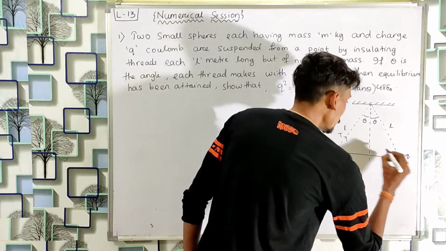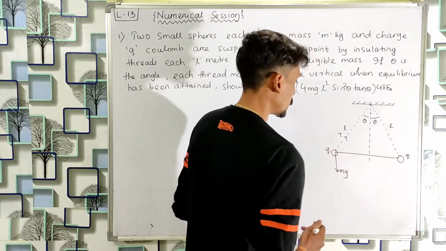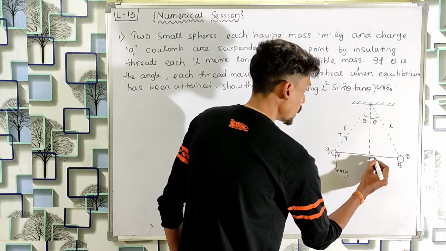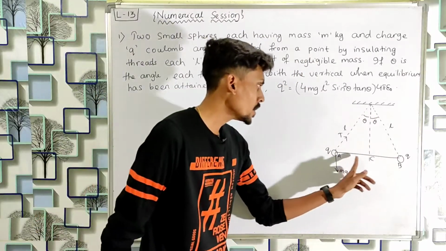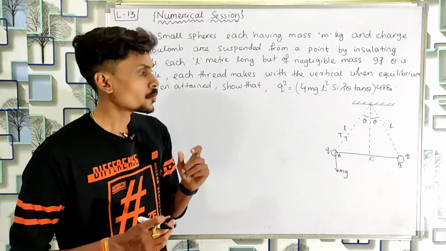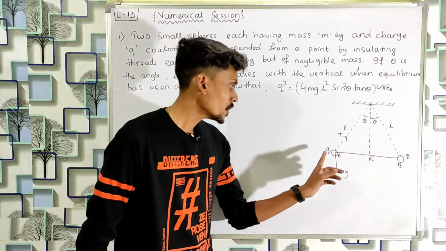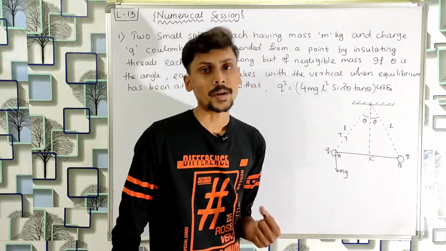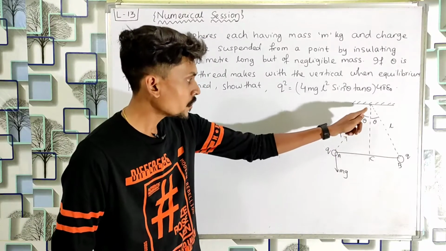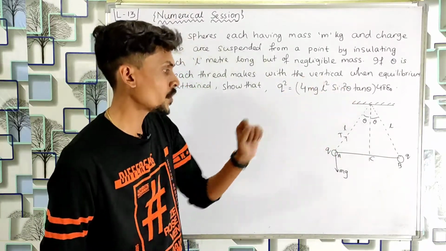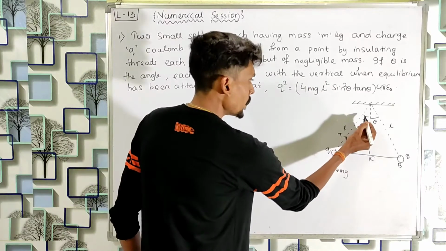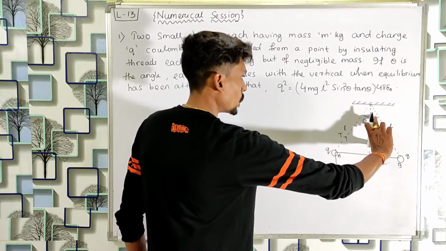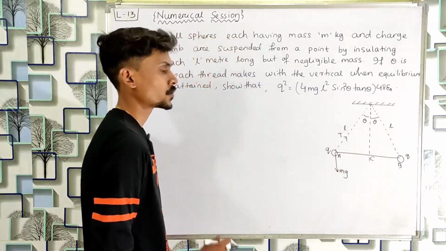So join the two spheres. You have to find what is this distance. Suppose this is sphere A and this is sphere B, and let us say this point is C. So AB is the distance between the two spheres. So to find the electrostatic force on this sphere due to this sphere, we have to find what is the distance AB. It is given that the length of the string is L. The length of this string is L. So if this angle is theta, then this one will be the perpendicular, this one will be the base, and this one will be the hypotenuse.